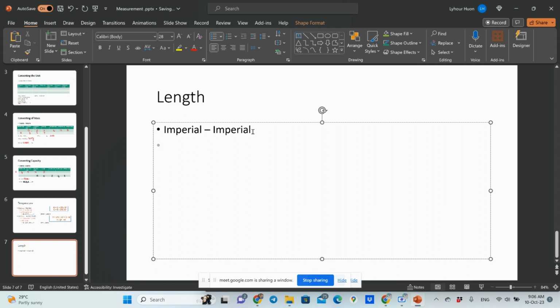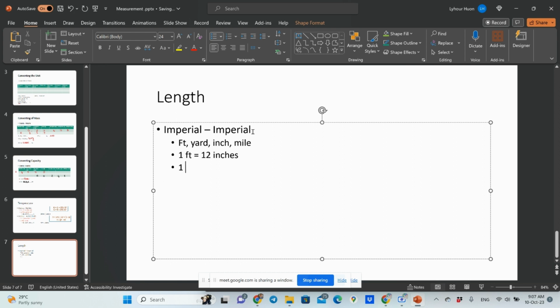What are the units of length for imperial? We have yard, inch, foot, and miles, right? So we need to remember these. 1 foot equals 12 inches.